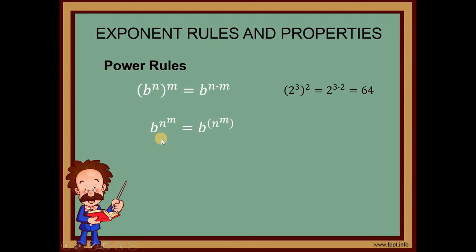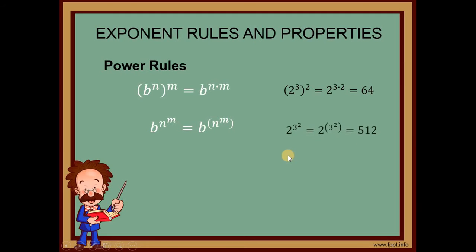Second, we have a power tower. We have b raised to n raised to m. This equals to b raised to n raised to m. Okay, ito ay pababa. Okay, so unahin natin yung nasa taas. Kunin mo natin yung value. And then yun yung magiging exponent nung nasa ibaba niya.